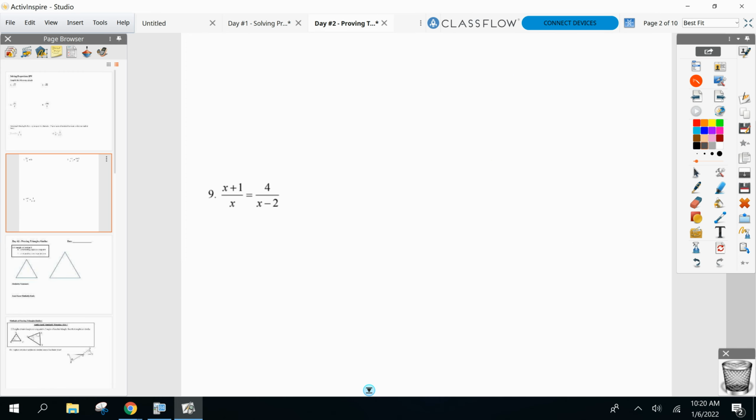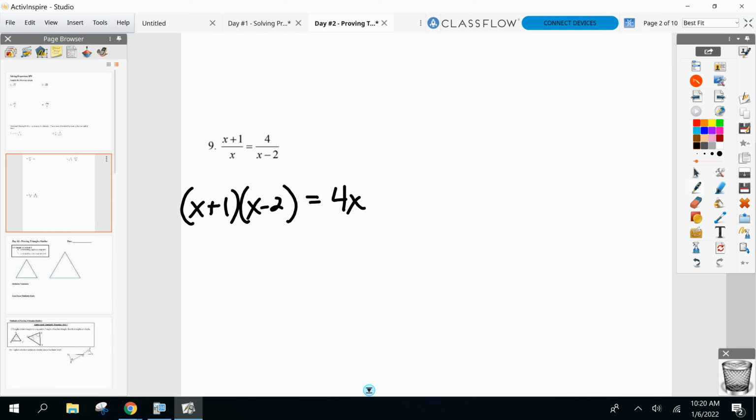Get rid of all this, get a clean spot. All right, start off again by double distributing. X plus 1 and x minus 2 equals 4x. Everyone good? I'll keep doing this, but it's not going to last long.